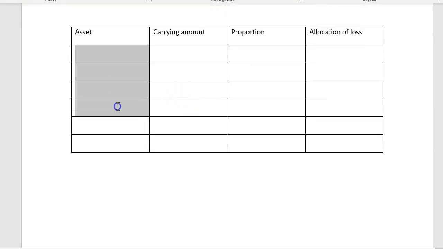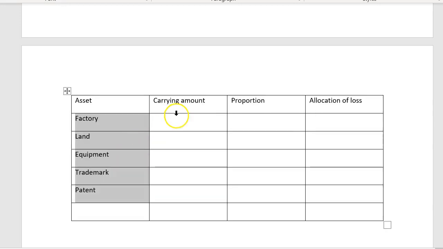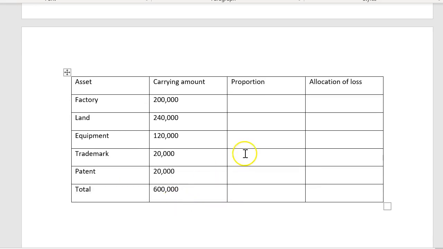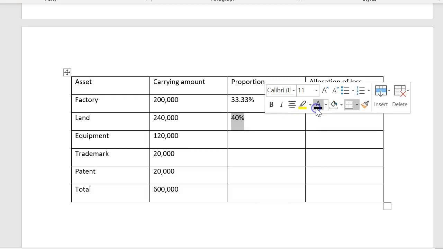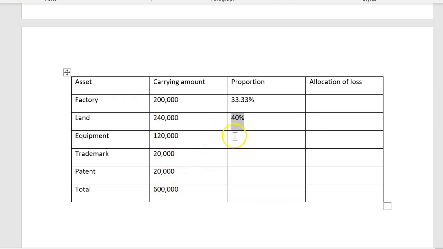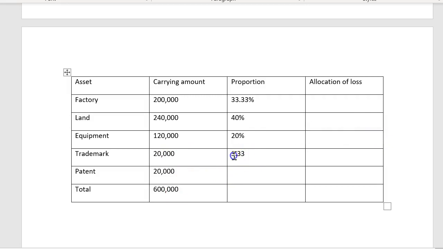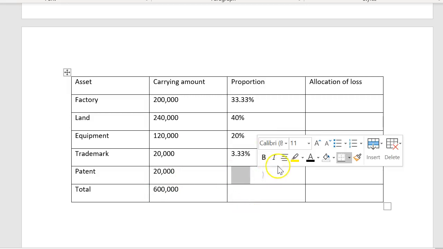Okay, so what's the asset? Let's work out the assets here. Patent, factory, land, and the carrying amounts. Total. So what's the proportion of factory of total assets? It's 1/3, 33.33%. Proportion of land, it's 240 of 600, 40%. Proportion of equipment, 120 of 600, which is 20%. Proportion of trademark of total, which is 3.33%. Proportion of patent of total assets, which is again 3.33%.